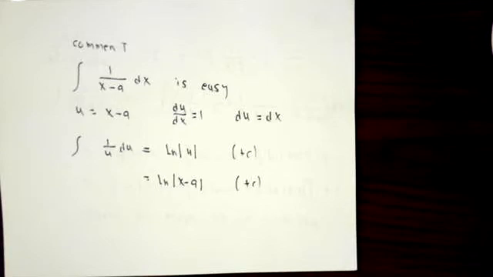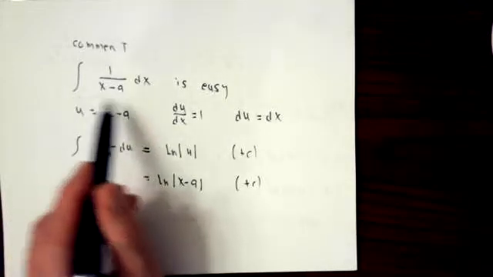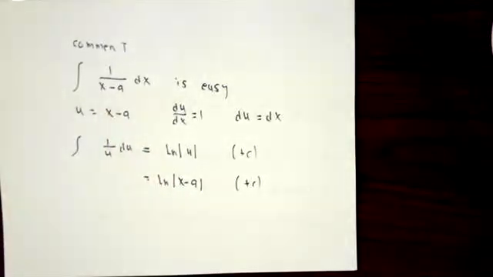As a comment, the integral of 1 over x minus a constant with respect to x is very easy to do. You make a u substitution. You figure out what du is. The integral turns into the integral of 1 over u du, which is natural log absolute value of u, plus a constant, which is natural log absolute value of x minus a. So if I have an integral that looks like this, I'm very happy to see that. That's an easy integral to do.